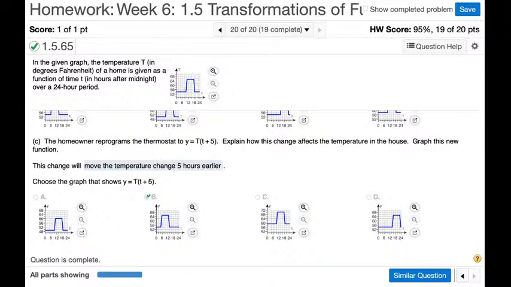Okay, so that wasn't too bad. We were able to get through 1.5 and 1.6, just going as quickly as we can. I didn't really want to keep you much longer than that, okay?